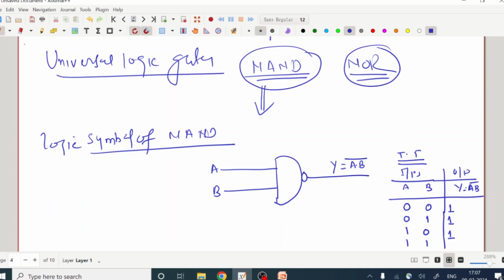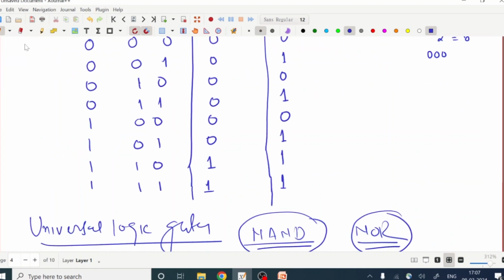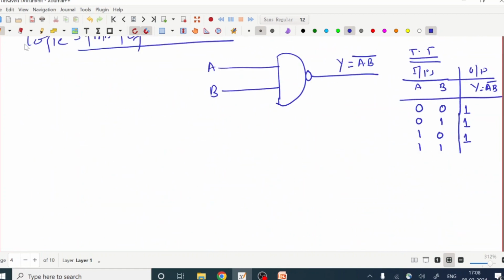And what is the truth table? A and B are the inputs, and Y equals AB whole complement is the output. For 0 0, the output of AND gate is 0, so the complement is 1. This means in the 0 0 combination the output of NAND gate is 1. Similarly for the 0 1 combination, the output of AND gate is 0, so the output of NAND gate is 1. Similarly for the 1 0 combination, the output of AND gate is 0, so the output of NAND gate is 1.